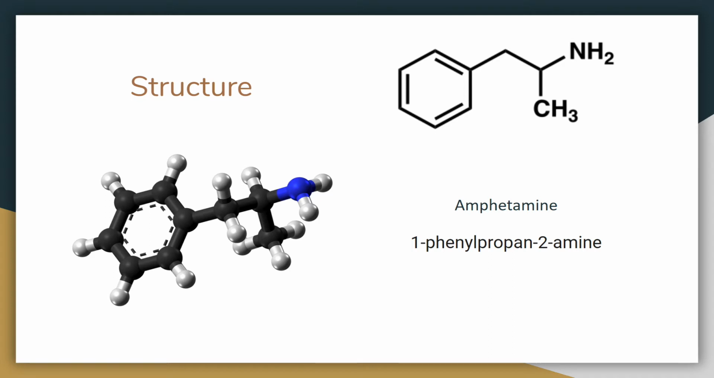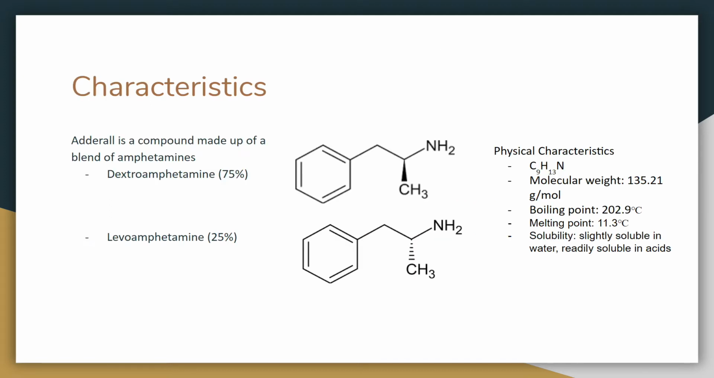Amphetamine structure is made up of a benzene ring with an amide substituent group. Its IUPAC name is 1-phenyl-propan-2-amine. Adderall is a compound made up of a blend of amphetamines, 75% dextroamphetamine and 25% levoamphetamine.